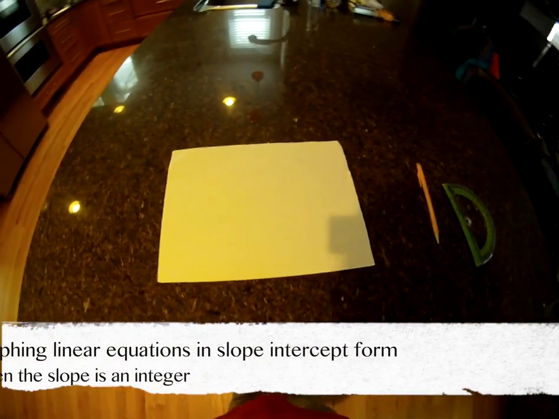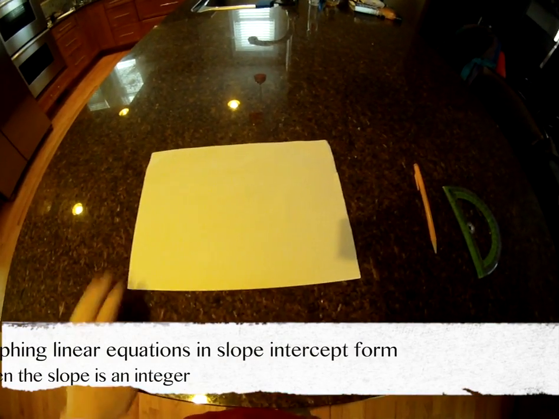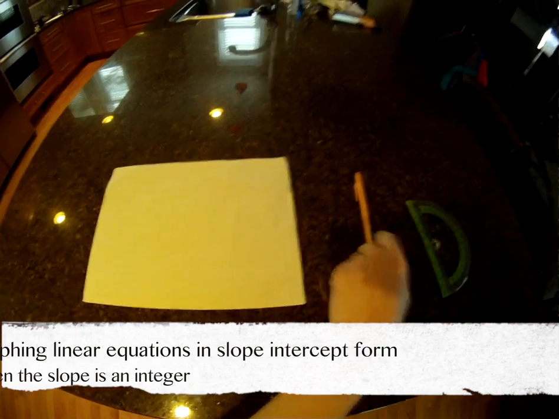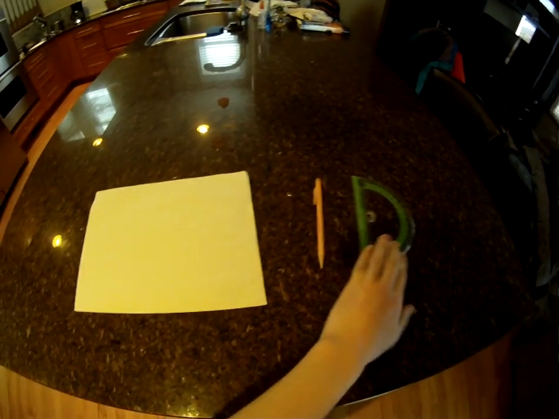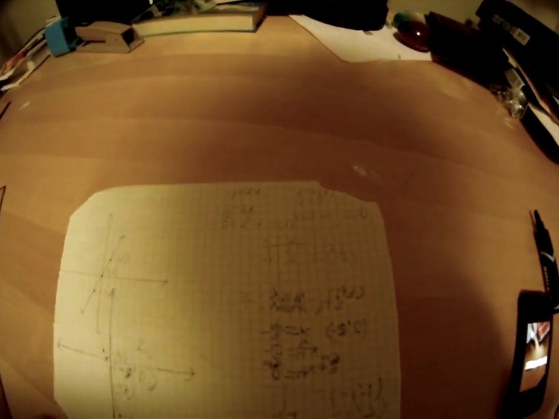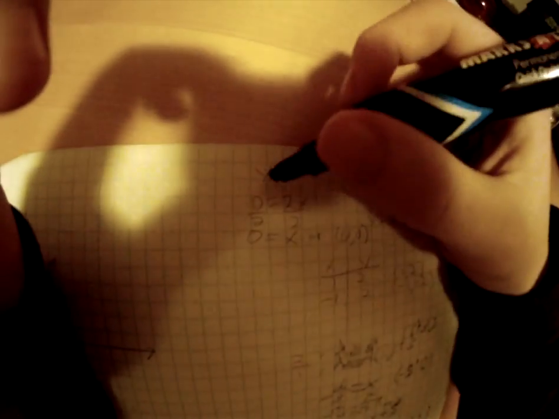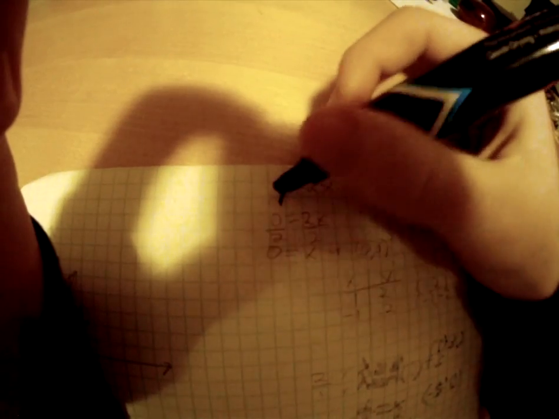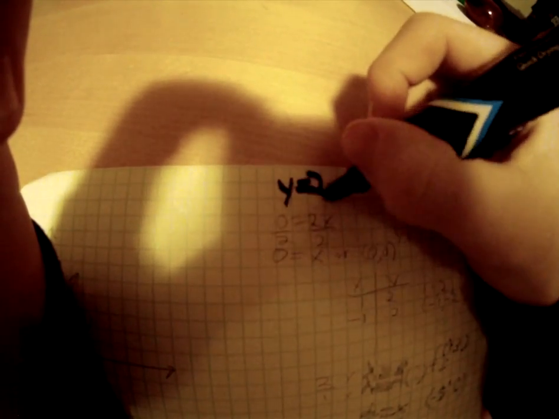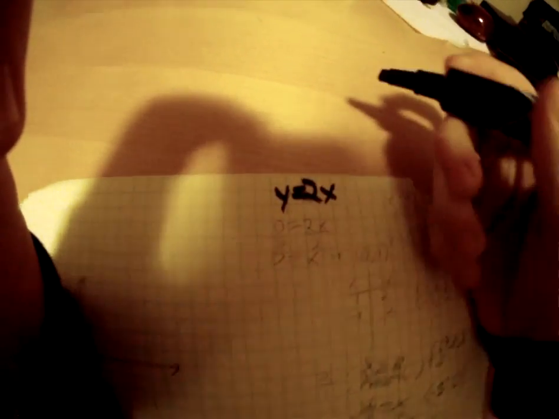So for today's lesson, you will need graph paper, one pencil, and a straight edge. Here's our warm-up problem for this unit, for this section. And our warm-up problem is y is equal to 2x.